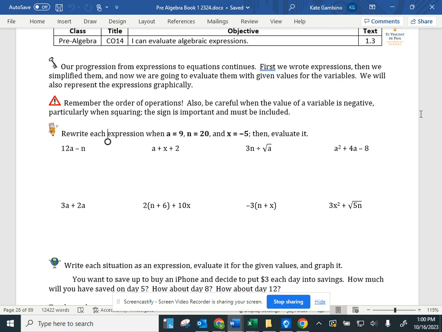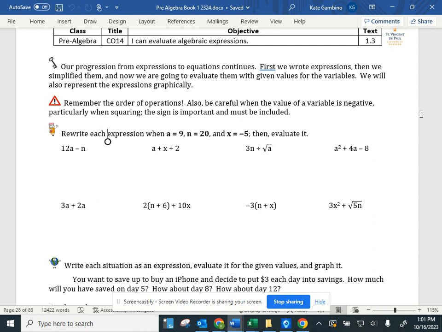So our progression from expressions to equations continues. First, we wrote the expressions. Then we simplified them. Now we are going to evaluate them with given values for the variables. We will also represent the expressions graphically. Ooh, so we're throwing in something new.